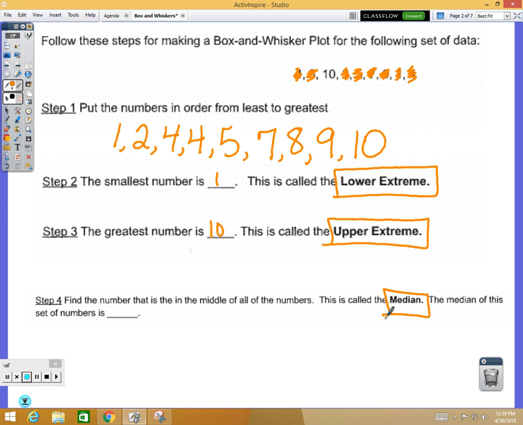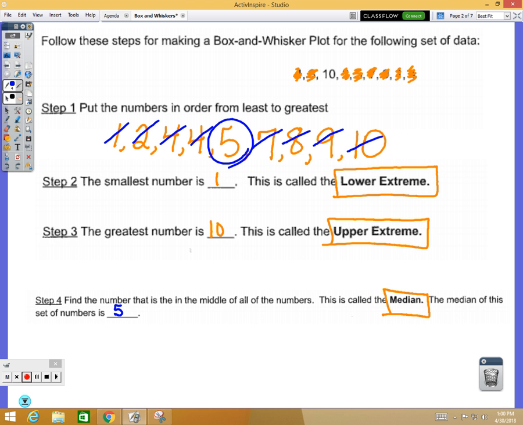So when we have an odd amount of numbers, like 9, that means there is just going to be one number in the middle. A lot of times when people find the median, they cross off the first and the last. Cross off the second, cross off the second to last. Third, third, fourth, fourth, and that helps you find the middle, the median. So the median of this set of numbers is 5.